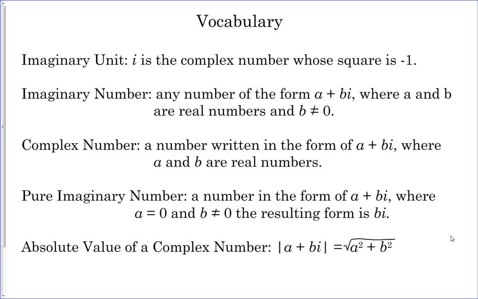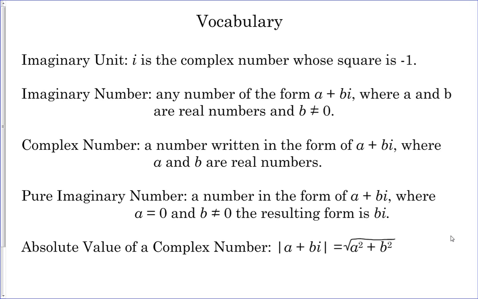Now a pure imaginary number is a number in the form of a plus bi where a equals 0 and b does not equal 0, and the resulting form is just bi. So it's just the imaginary part of the complex number. That is a pure imaginary number. We'll go over that a little bit more later.